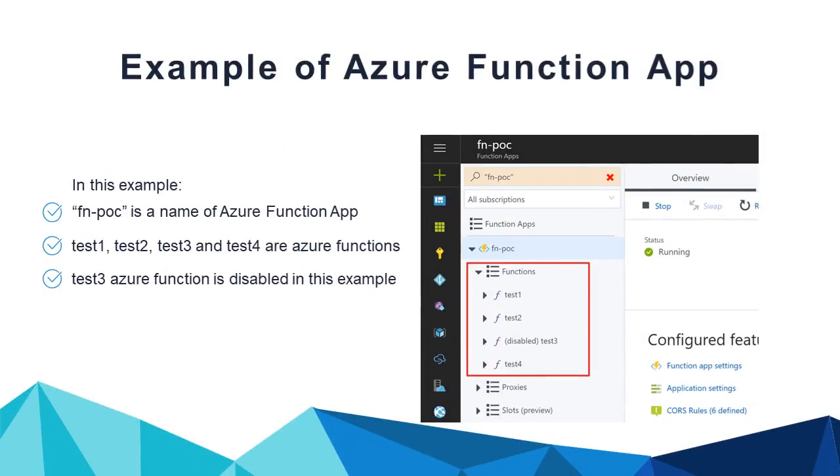In this example, FNPOC is the name of the Azure Function App. Test 1, 2, 3, 4 are Azure functions. The Test 3 Azure function is disabled in this example.